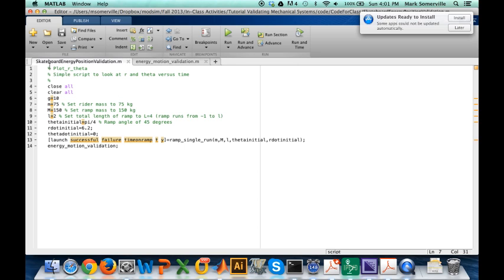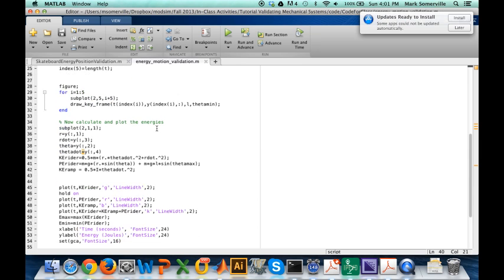So the first chunk of code we'll look at is just the setup code. Here I've defined what the gravitational constant is, the mass of the rider, mass of the ramp, length of the ramp, and various other initial parameters. So I'm just setting up the simulation. Then here I'm actually doing the simulation. This ramp single run script or function just calls ODE45 and solves and passes out what the answers are right here in T and Y, as well as various other pieces of information that are useful. And then finally, the piece of code that we'll actually look at is this script that does validation of both the energy and the motion.